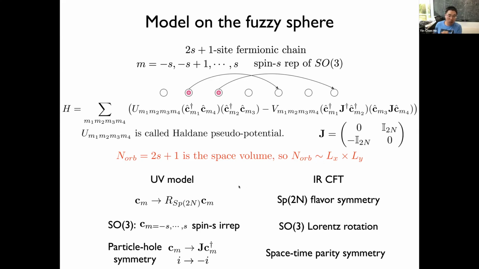So in the UV model, we have a number of symmetries, like SPN flavor symmetries, SO3 sphere rotation symmetries, as well as particle number symmetries. They correspond to the IR symmetries, either flavor symmetries, Lorentz symmetries, or space-time parity symmetries. Okay, so then we just have this model. What we can do is solve it numerically to see whether we do get conformal symmetries and what's the nature of this n=1 deconfined transition.